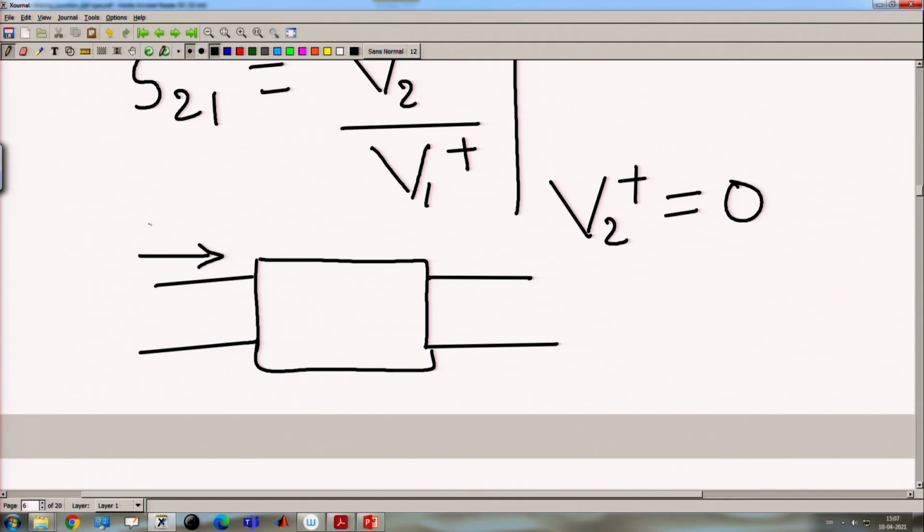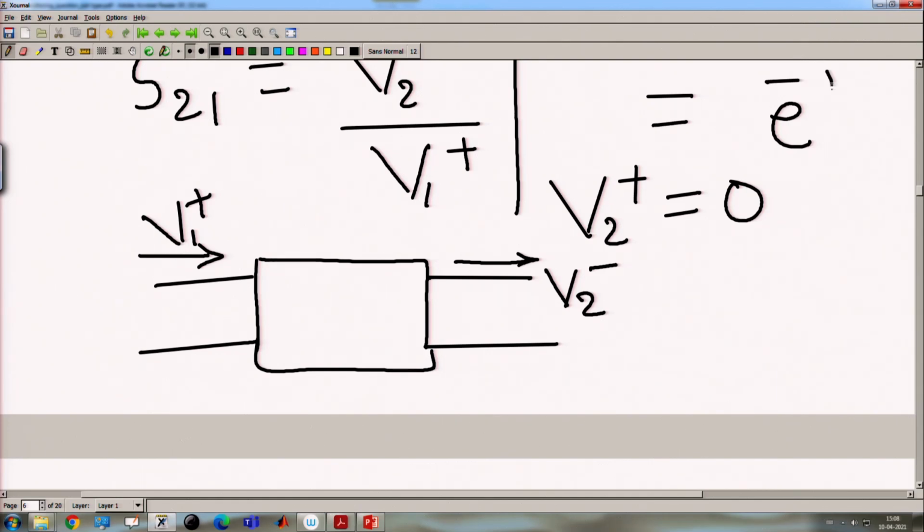V1 plus is here, and V2 minus is leaving from port 2. So, S21 is like a transmission coefficient from port 1 to port 2, V2 minus, so again this will equal e to the power minus j beta L. So, we have S11 equal to S22 equal to 0, and S12 equal to S21 equal to e to the power minus j beta L.